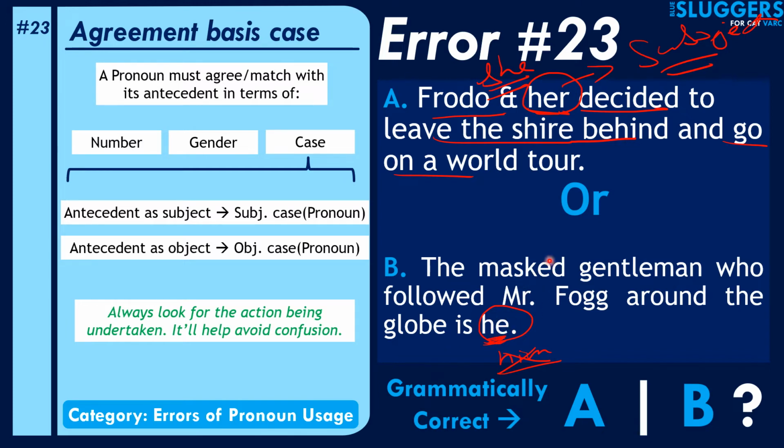So who's doing the action? The masked gentleman is the subject. So the pronoun is for the subject here, and hence it has to be the subject case of the pronoun. That's why it should be "he." See, that's why I've written here: always look for the action that is being undertaken. It will help you avoid any confusion and clarify things. So in this case, guys, A is incorrect, B is correct.